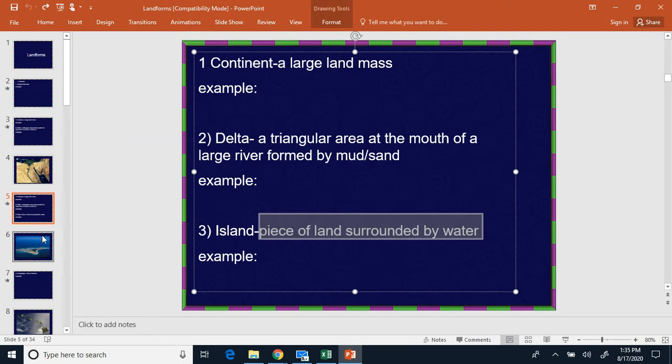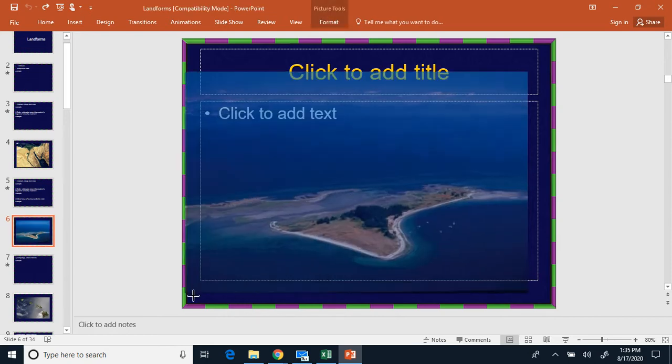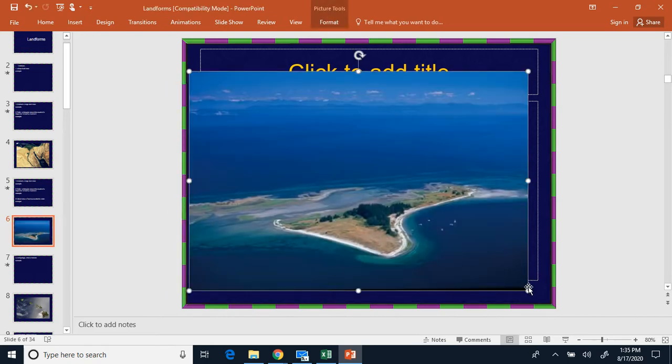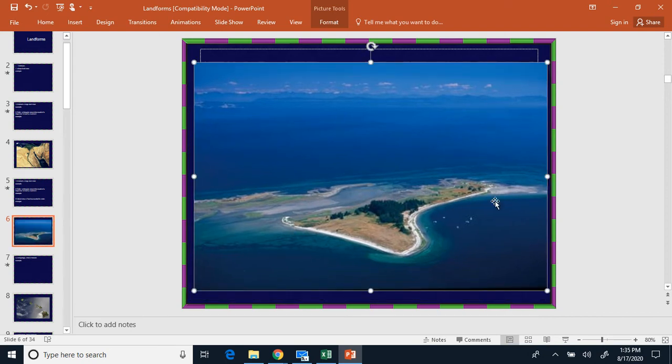Let me show you a picture of what an island looks like. This is a smaller island, but you can see how you have the island and then there's water surrounding the island on all sides. So that's an island.